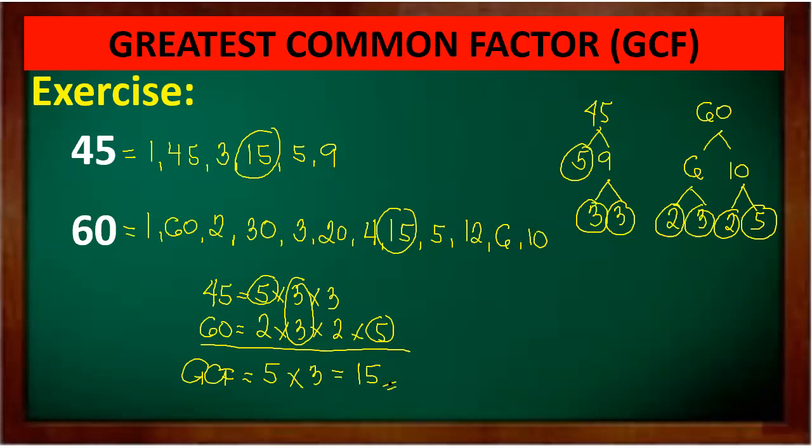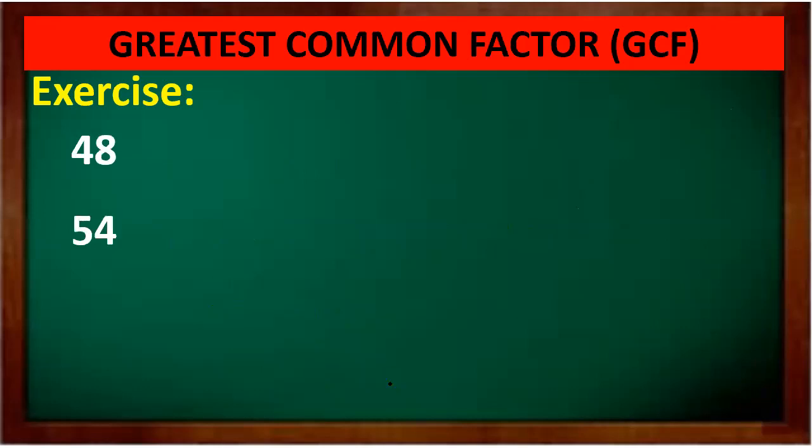Okay, so we got the same answer using method 1 and method 2. So, usually, pag malalaki yung mga numbers, feel free to use yung prime factors po. Mas mabilis po maghanap ng greatest common factor if you're going to use yung prime factorization po. Okay, the second method. So let's try another example.